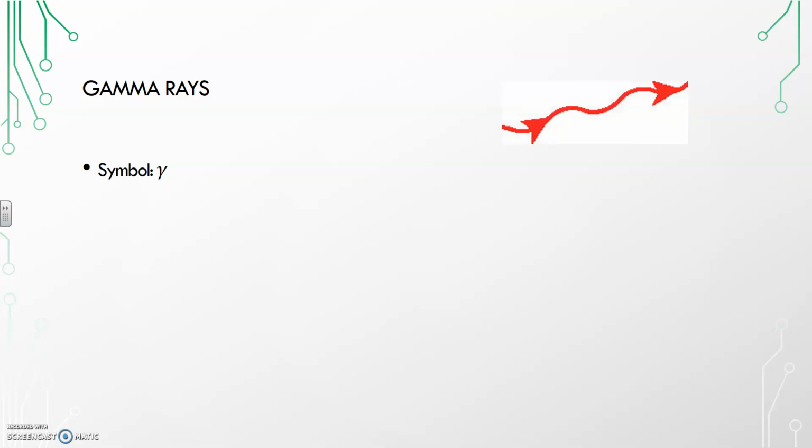All right, gamma rays. So gamma rays are kind of one of the stranger ones. Their symbol is the Greek letter gamma, which looks almost like a cursive Y. It doesn't have any mass, okay? It is pure energy, and it doesn't have a charge, okay? But gamma rays can actually cause quite a bit of damage just because of that energy that they have.